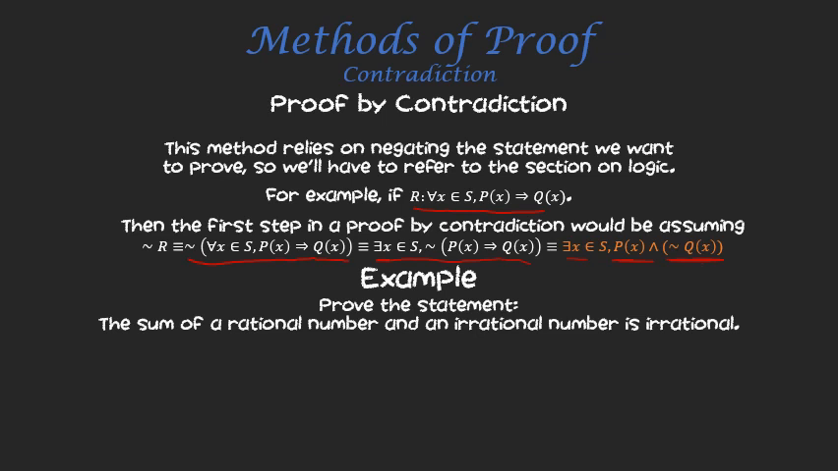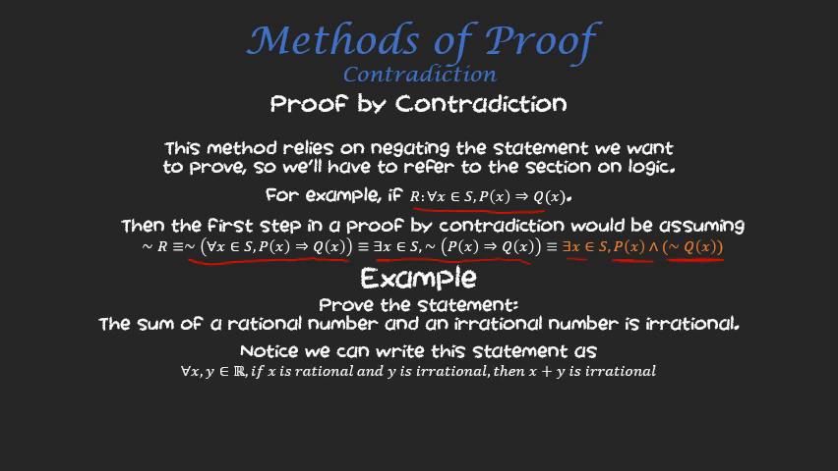So if you can do this without my help, try and do this. Try and rewrite this statement, the sum of a rational number and an irrational number is irrational. Try and write that as a universal statement with an implication. Because really, that's what this is. It just takes a bit to see it. So let's go for that.